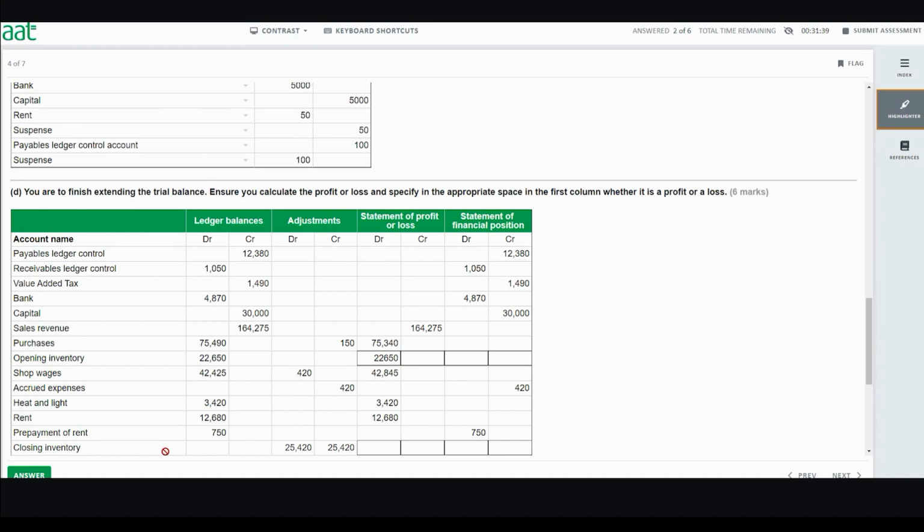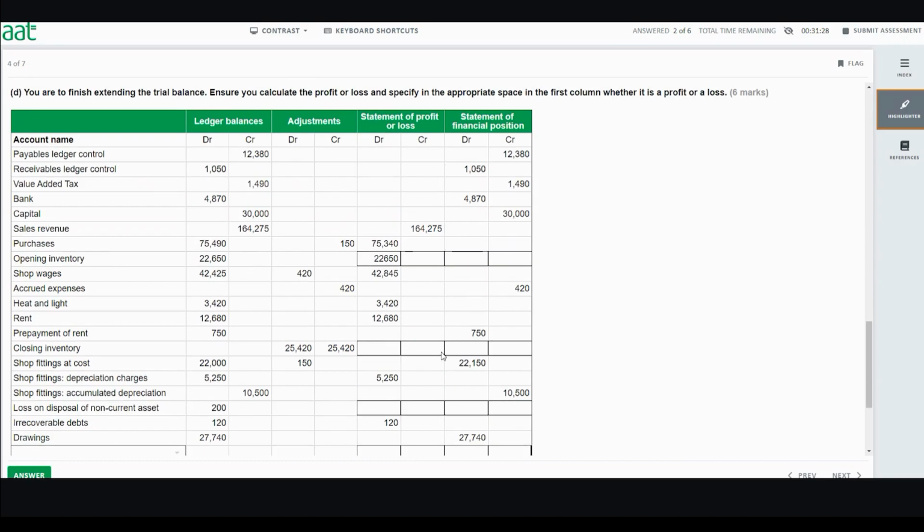Then we move down to closing inventory. Well, you should know with this one that you've always got a debit and a credit balance. So, and if it's like this in exam, they're always side by side. So you've got a credit of 254.20, which should have been your P&L, and the debit of 254.20, which is in your statement of financial position because it's an asset.